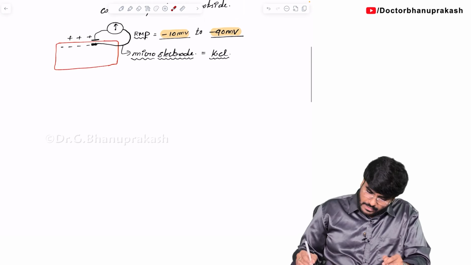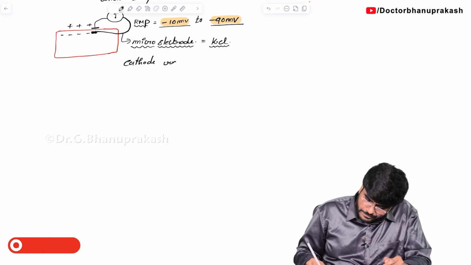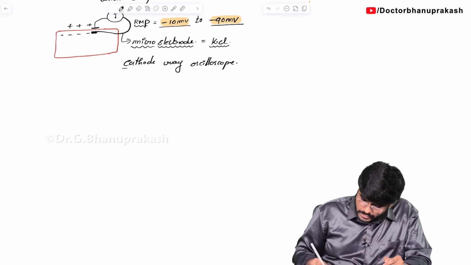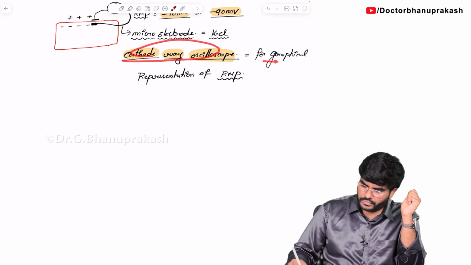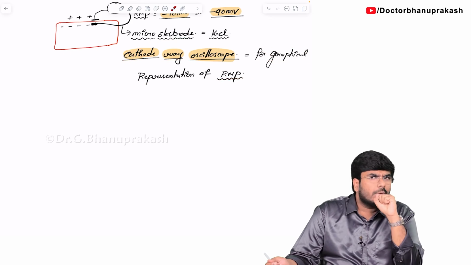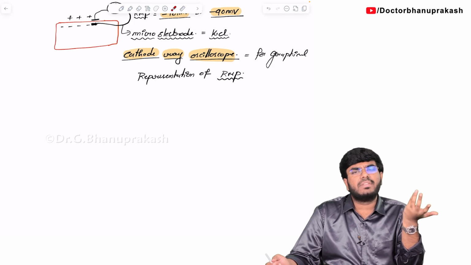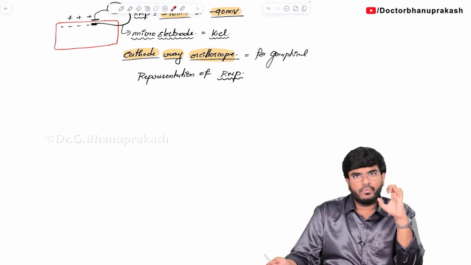Okay, see, there is something called a cathode ray oscilloscope. The cathode ray oscilloscope is used for the graphical representation of the resting membrane potential. Now you will be having a doubt, sir. First of all, what is the reason for the development of this resting membrane potential? Why are our cells having this negative resting membrane potential? We will discuss that now.